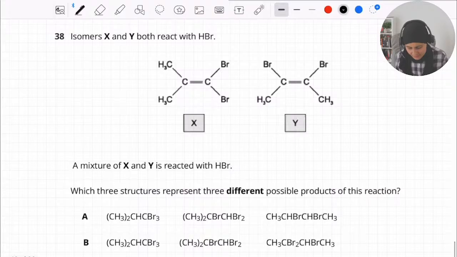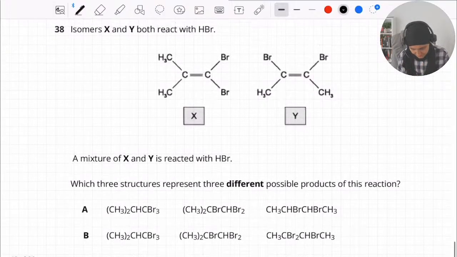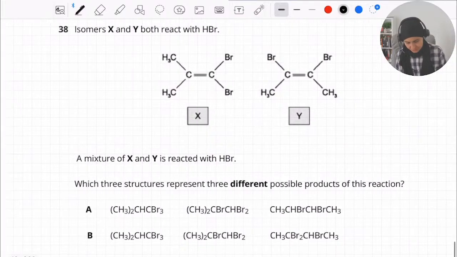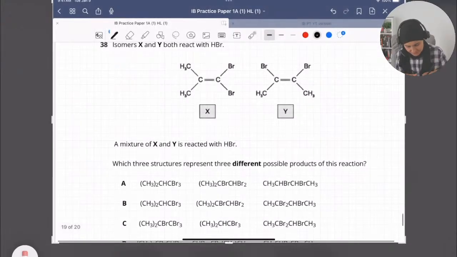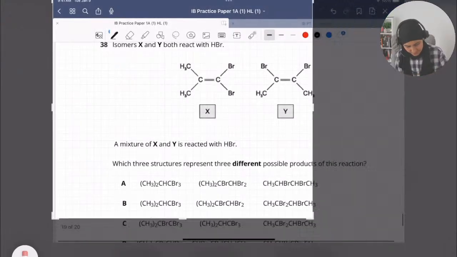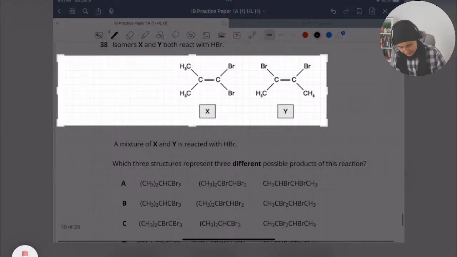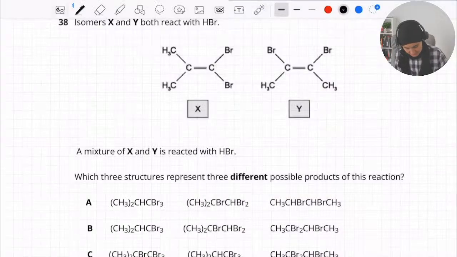38. Isomers X and Y both react with HBr. A mixture of X and Y is reacted with HBr. Which three structures represent three different possible products of this reaction? Okay, well, for this one I think I'd have to redraw it maybe. Let's redraw. Okay, I'll just copy this. So we need to react X and Y with HBr and see what the products are, right? Okay, let's do it, and then compare.